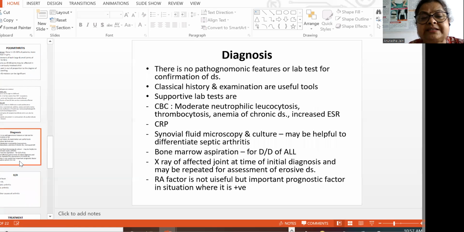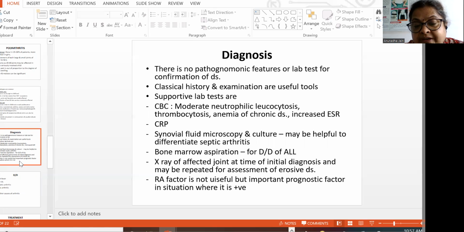So now the diagnosis. There is no pathognomonic feature or lab test for confirmation of disease. You know, the etiogenesis is not known. It is idiopathic, and that is why there is no confirmatory test. Characteristic history and examination are the only useful tools. Then supportive lab tests like CBC may show moderate neutrophilic leukocytosis, thrombocytosis, anemia of chronic disease, increased ESR and CRP. Then synovial fluid microscopy and culture may be helpful to differentiate septic arthritis. Then bone marrow aspiration for differential diagnosis.